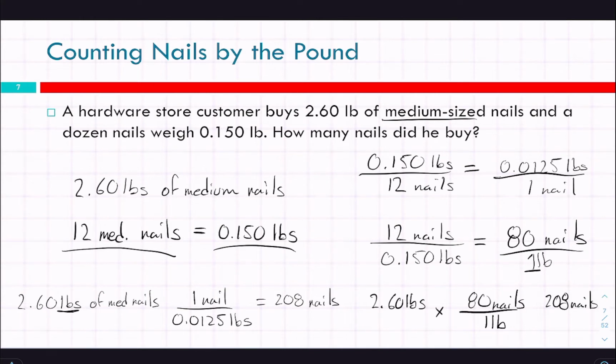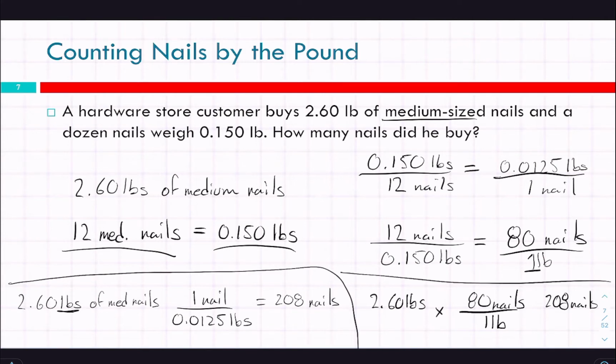Sorry, what was that? Are those like all different questions at the bottom? No, so each of these is answering the same question. How many nails are there in 2.6 pounds? As long as you have your conversion factors set up correctly, by which I mean that a single nail, if 12 nails weighs this much, then one nail should weigh less than that, sort of thing.